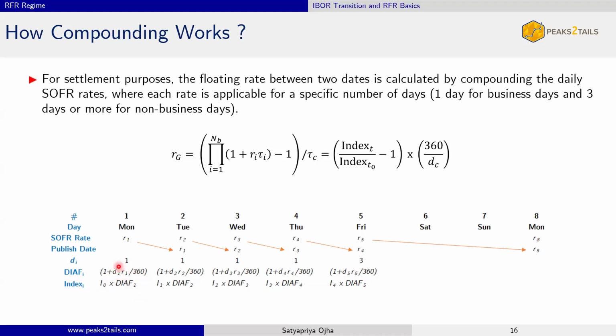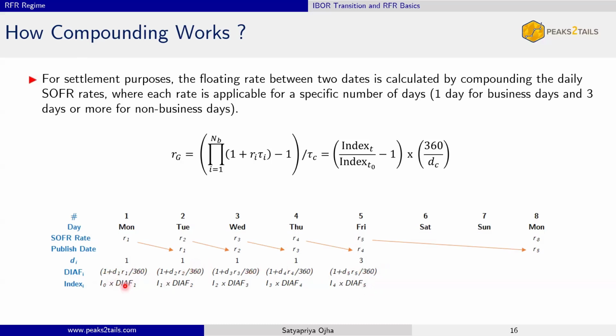So 1 plus R1 times D1 by 360. 1 plus R2 times D2 by 360. D1, D2, D3, everything is applicable for 1 day, except for Friday, which would be D5: 1 plus R5 times D5 by 360. D5 would be 3 days. Friday rate will carry over. Now, sometimes you have public holidays, like July 4th in the US, or the new year. If it's a long weekend, then sometimes the Friday rate or even the Thursday rate will carry over for 4 days. So you have to consider that.